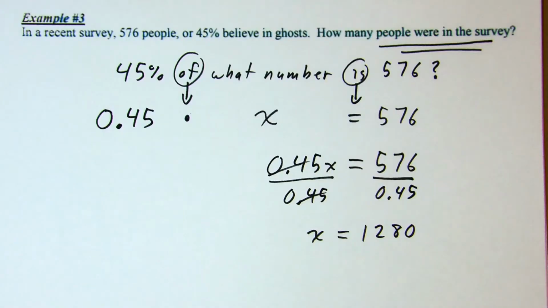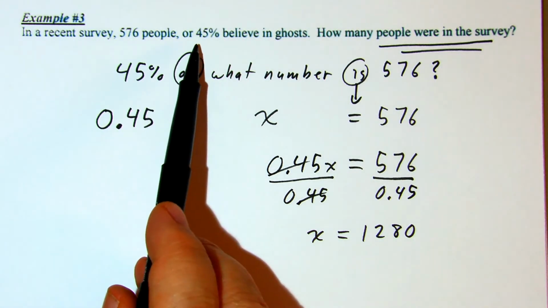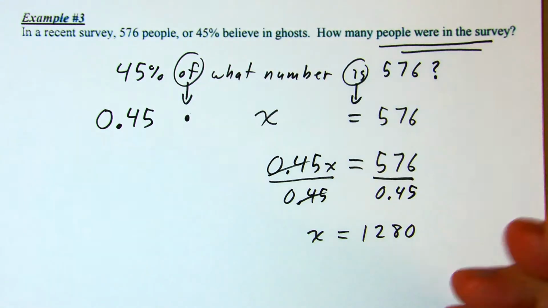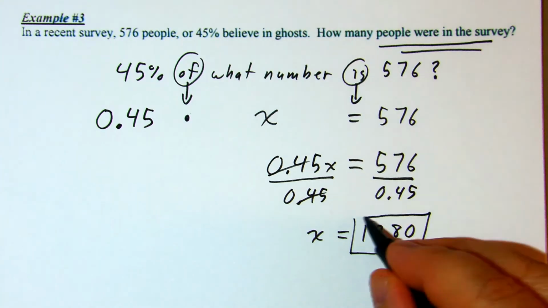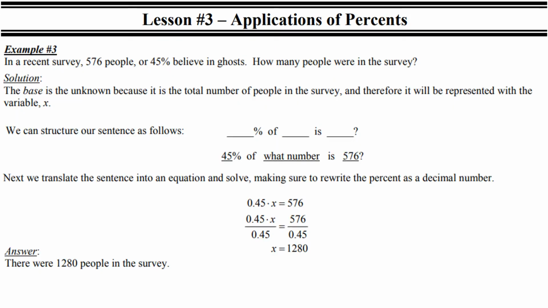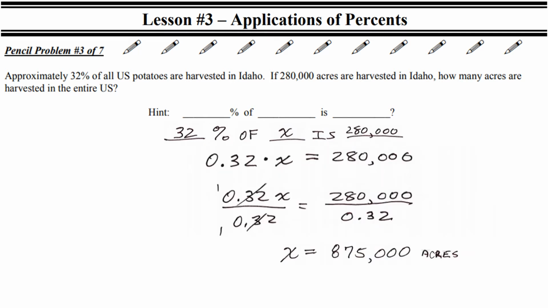And then we need to continue to think about how that fits in the context of the question. In the survey, 576 people, which was 45%, believed in ghosts. How many people did they survey in total? And the answer is 1,280 people were surveyed. And here's that example typed up. Pencil problem number 3. Here's the initial setup, and here's the rest of the solution.